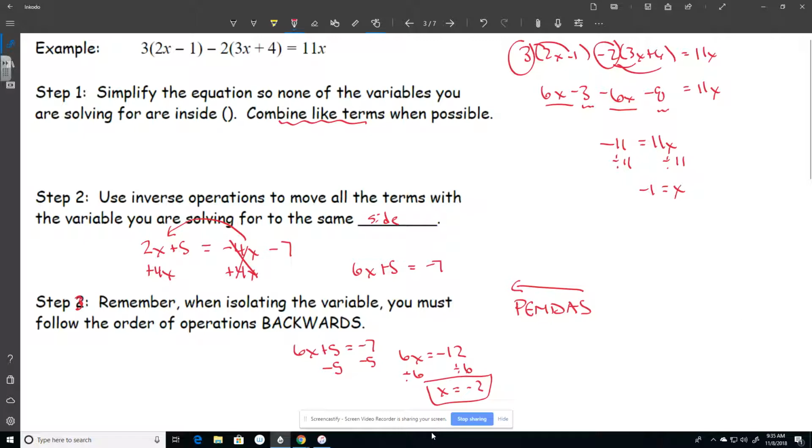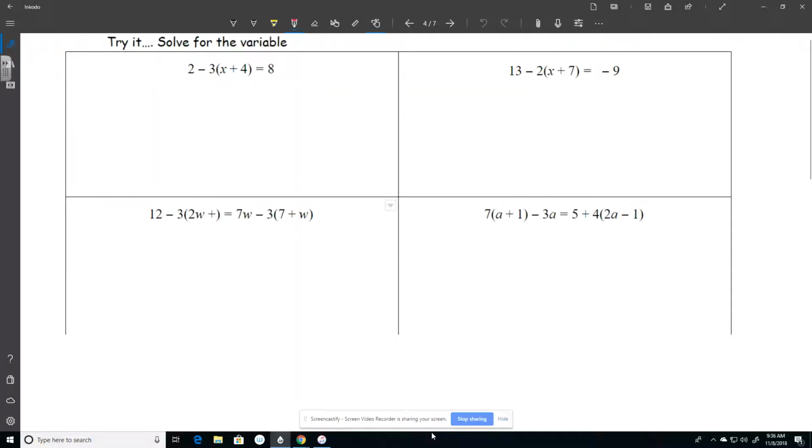Okay. So step 1 on any sort of solving equation problem, solving for a variable: if there's x's inside parentheses, move them to the outside. Distribute and simplify as much as you can. Then if there's x's on both sides, move all of them to the same side, or I guess any variable, it might not be an x, move the variables to the same side. And remember, when you're isolating, when you're going through those inverse operations, you're doing order of operations backwards. So a couple examples, and then I'm going to have you try a few.